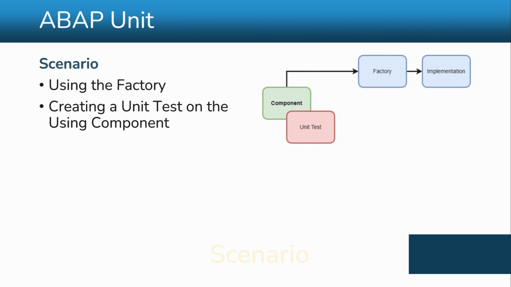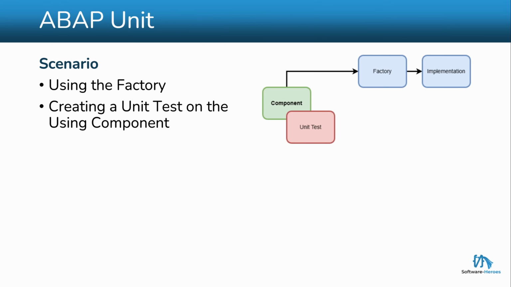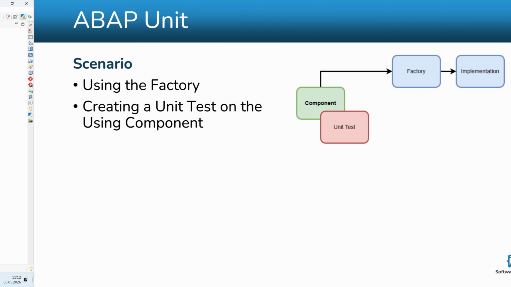Let's take a closer look at a scenario. In this case, we use the generated factory with the corresponding implementation, as we built it in our previous exercise. We then implement a new component that uses the factory. That is our actual implementation, and we want to write a unit test based on this new component. This simulates exactly the behavior when we provide our colleagues with a corresponding API that they can use in their own applications, while simultaneously ensuring that our components remain testable in isolation.